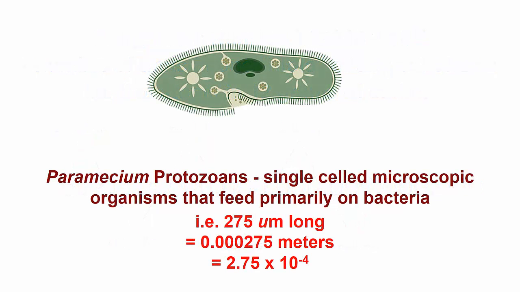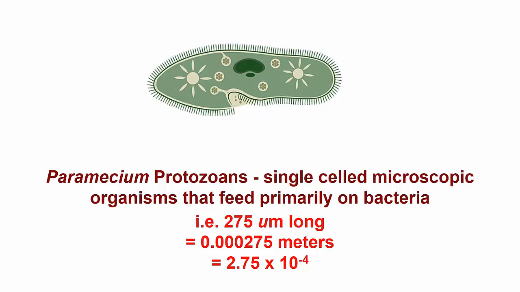Well, let's look at an example where we have a very, very small number. Let's take paramecium protozoans, which are single-celled microscopic organisms that feed primarily on yummy bacteria. Blah. Well, let's have an example where we are looking through a microscope and we happen to view a paramecium protozoan that's 275 micrometers long, which is about 0.000275 meters. Really, really small number.